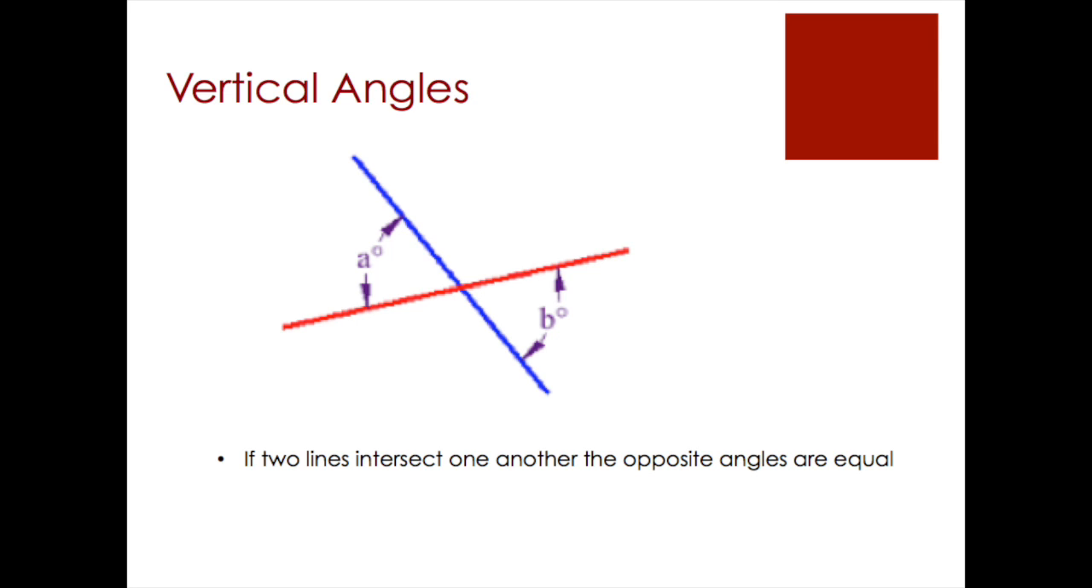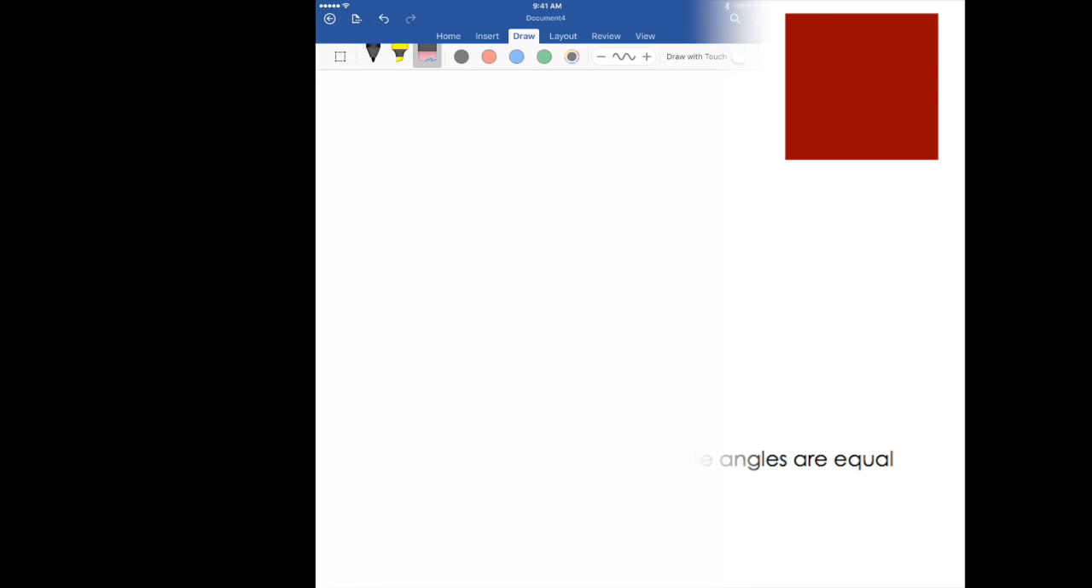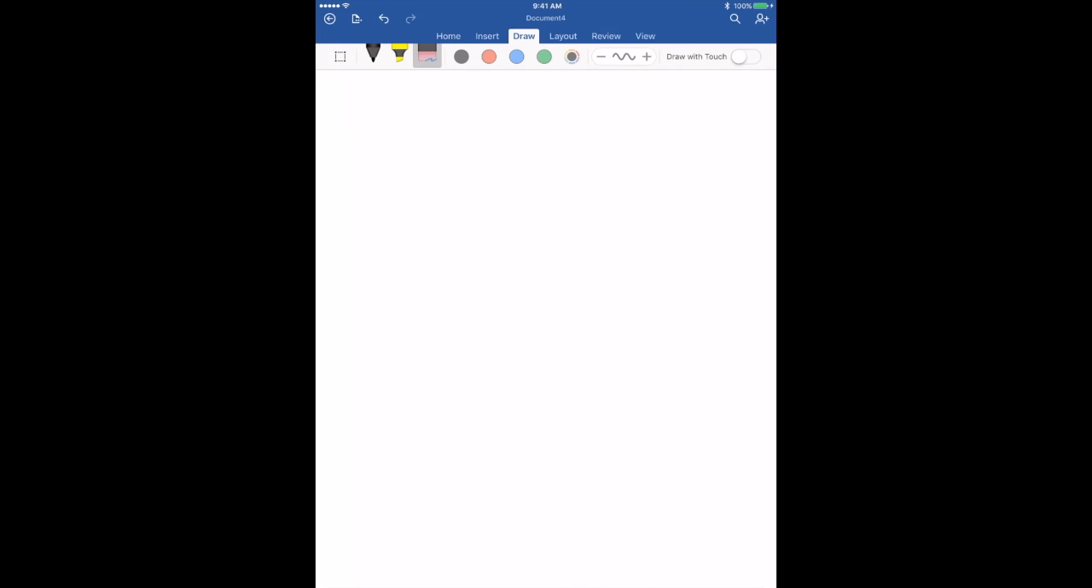In this proof, we also use the idea of vertical angles. Basically, all it is, if 2 lines intersect one another, the opposite angles are going to be equal. Alright, now we're going to move on to the proof of Menelaus' theorem.